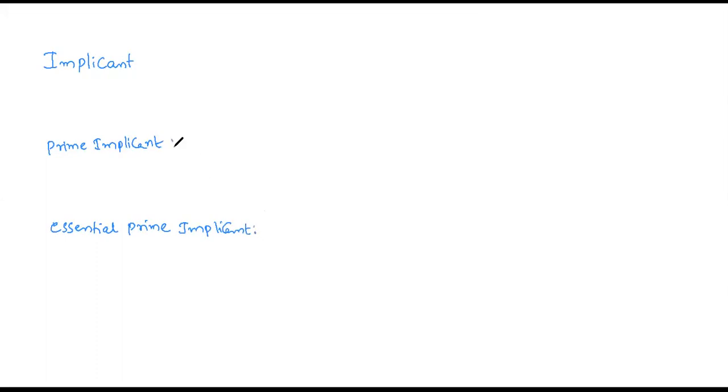Essential prime implicant. These 3 definitions we will look at right now. Implicant is nothing but the minterm itself. A single minterm we call an implicant. Okay.